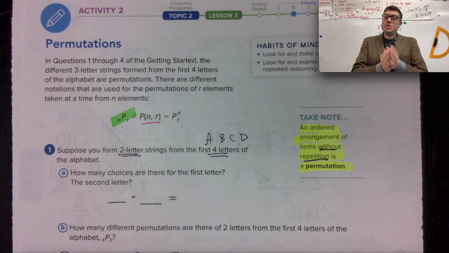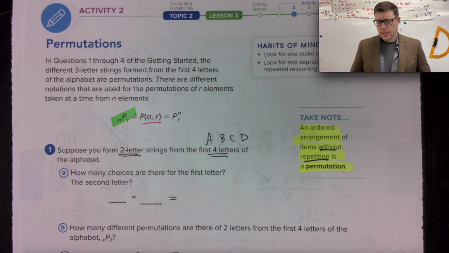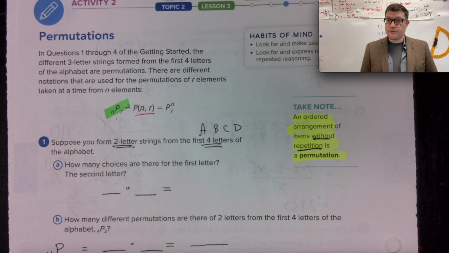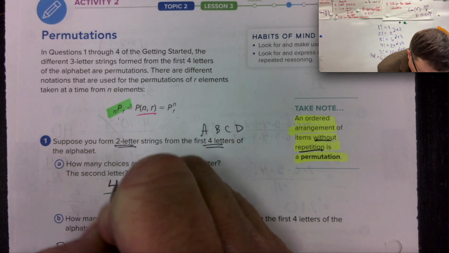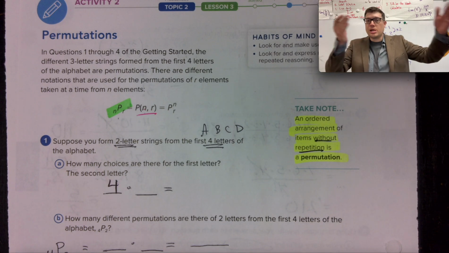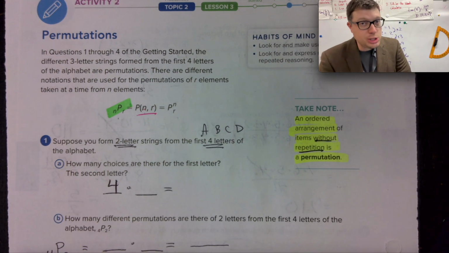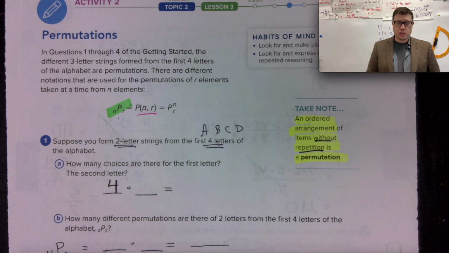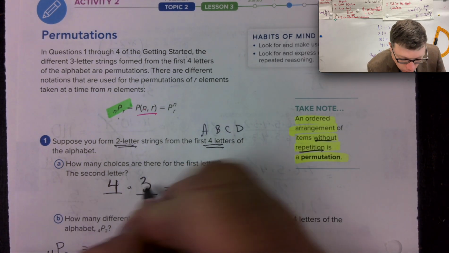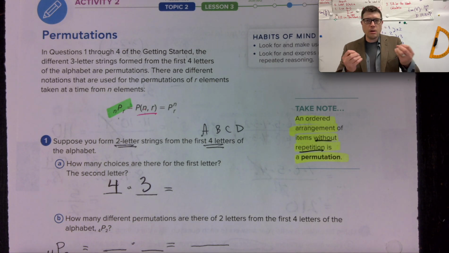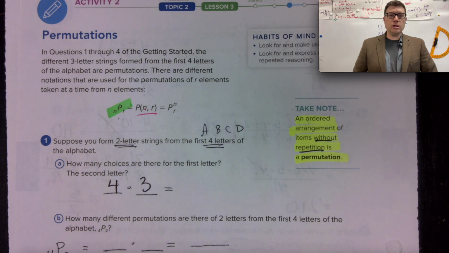So suppose you form 2-letter strings from the first 4 letters of the alphabet without repetition. How many choices are there for the first letter? 4, right? A, B, C, D. You can choose any of them. It's your choice, your call. But the idea is without repetition, once you pick that, you're not allowed to go back to it. So your second choice only has 3 choices available.